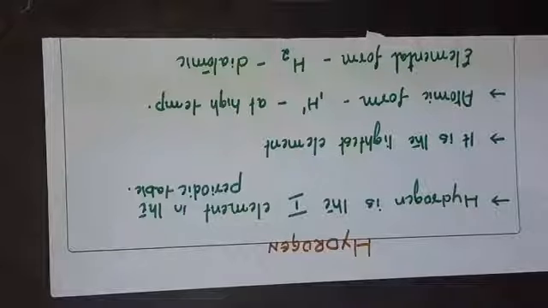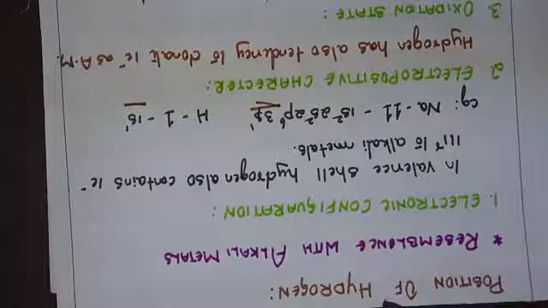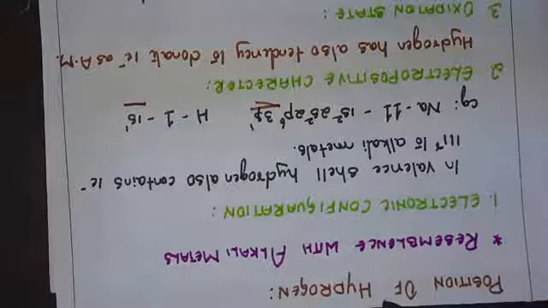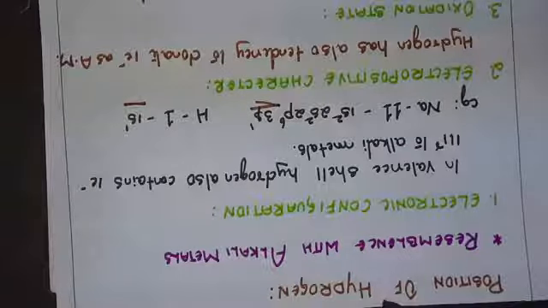Now, let us consider the position of hydrogen in the periodic table. The position of hydrogen in the periodic table is quite controversial as it resembles both alkali metals as well as halogens. Now, look into the resemblance of alkali metals with hydrogen.